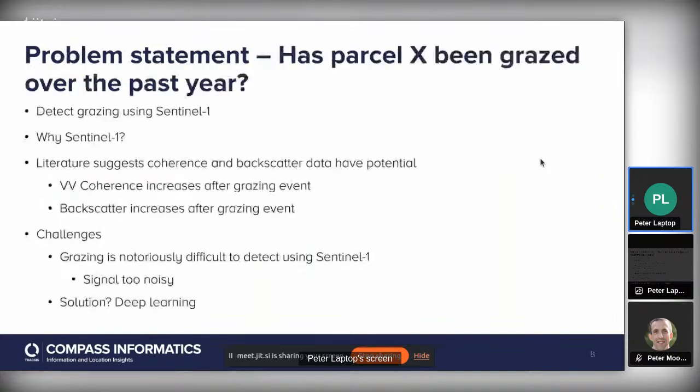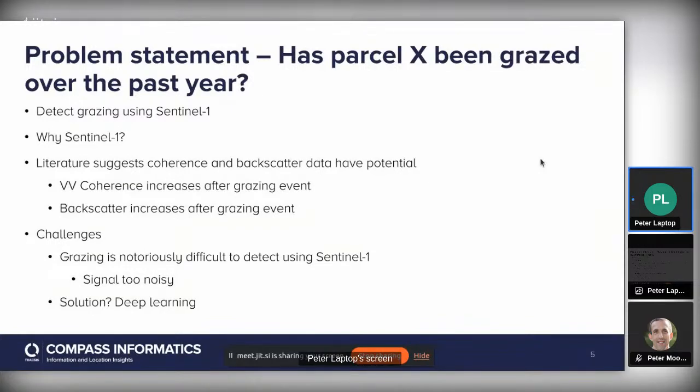The main problem statement for this case study is to answer the question if a certain parcel has been grazed over the past year. So far, exclusively Sentinel-1 is being used to detect grazing because, as I said earlier, you can look through clouds. Ideally, of course, you would like to use Sentinel-2 because grazing is much easier seen optically than through a radar. But this is not possible because of the clouds.